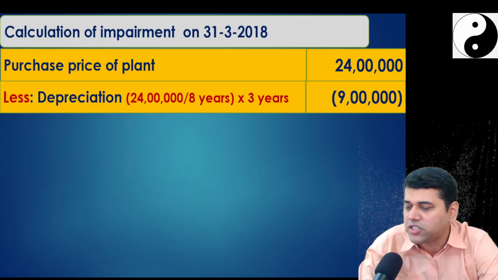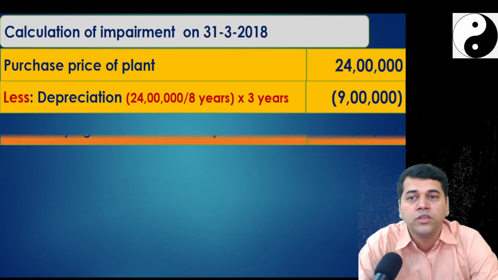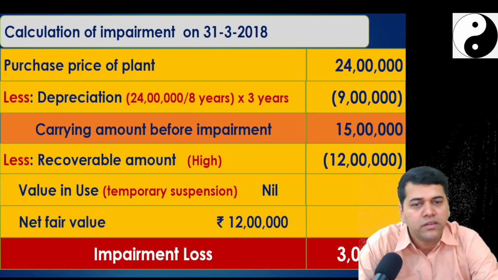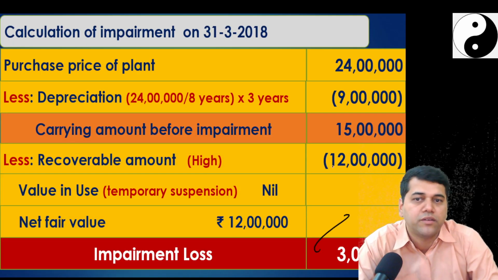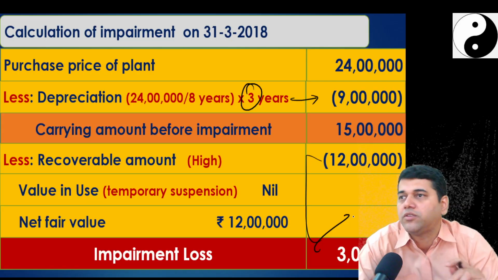They said temporarily stopped. They didn't abandon it. It is temporarily stopping usage. So the impairment calculation also they have done. We know that 3 lakh would have been the impairment, where you would have charged depreciation for 3 years. At the end of the year, 3 years would have been the depreciation.